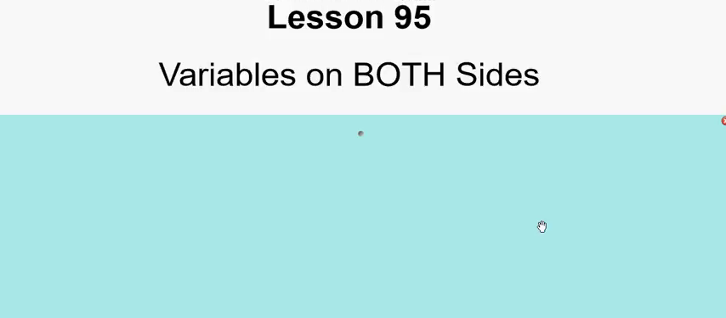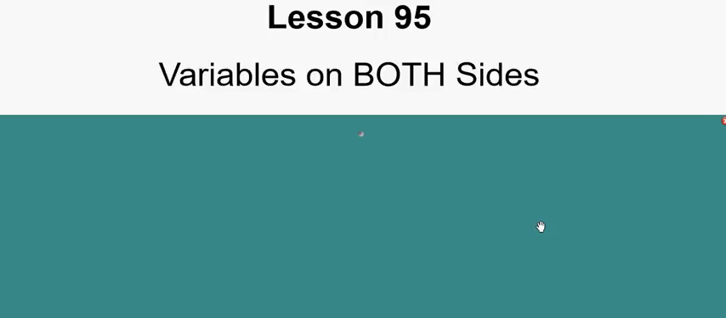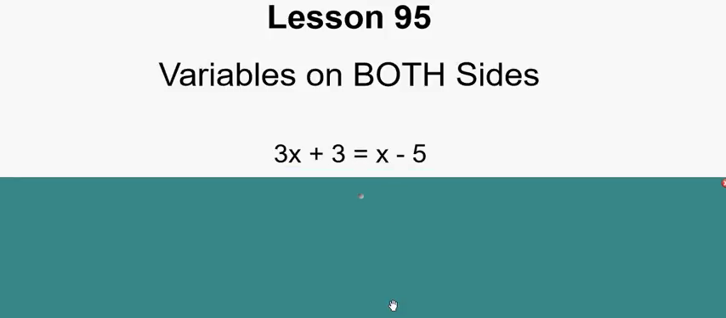Lesson 95, variables on both sides. Some equations have a variable not just on one side, but on both sides. To solve these equations, we have to first add as necessary to eliminate the variable on one side so that it's only on the one other side, the way we're used to. For example, 3x plus 3 equals x minus 5.